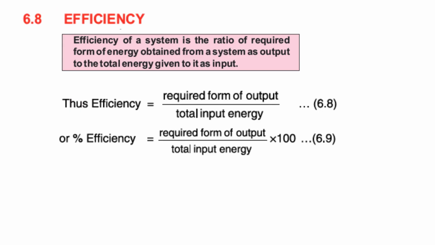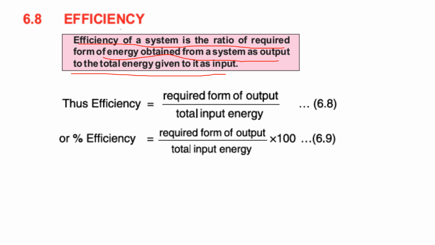Now we are going to revise the topic of efficiency. What is efficiency? If you see the statement written over here, efficiency of a system is a ratio of required form of energy obtained from a system as an output to the total energy given to it as an input. So class, take an example of a human body. Human body is also like a machine. So how is the human machine working? We are getting food as an input, and as an output we are performing work, because when we get the input we get energy in our body, and with the help of this energy the human body is able to perform work. This is the general example. Similarly, in this way a machine works.